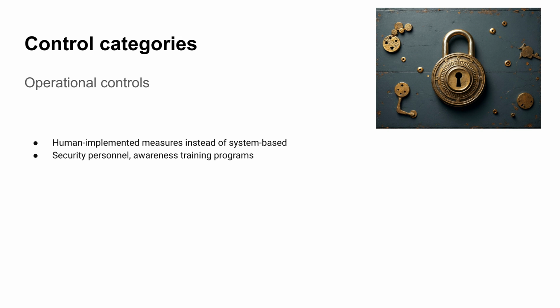Now, let's examine operational controls. Unlike technical measures, operational controls focus on human actions and procedures to maintain security. These controls rely on people rather than technology to implement security measures. For instance, if your organization employs security personnel, conducts regular training sessions, or uses awareness campaigns such as posters and seminars to promote best practices in IT security, these all fall under operational controls. These controls are essential for fostering a security conscious culture and ensuring that everyone in the organization plays a role in protecting valuable assets.